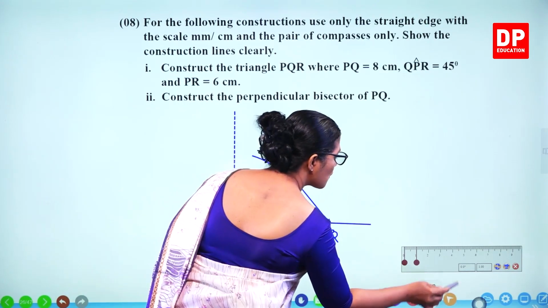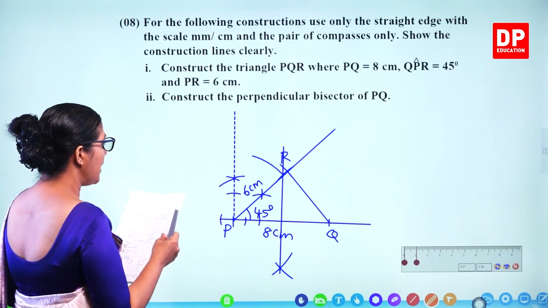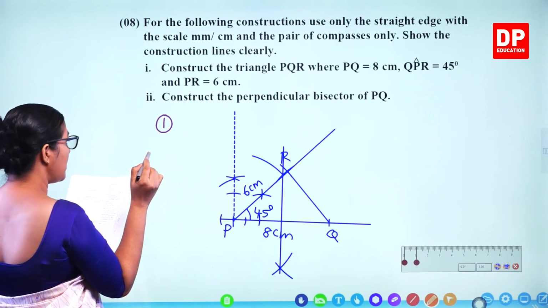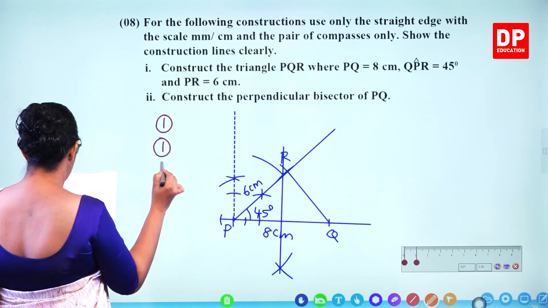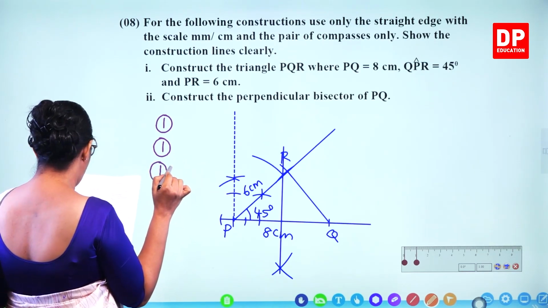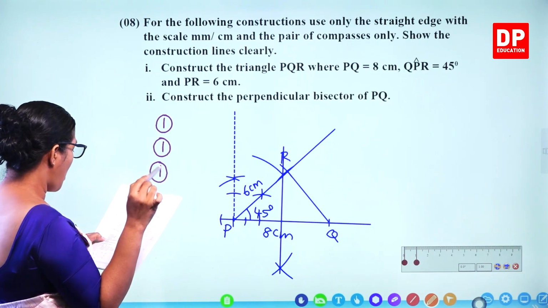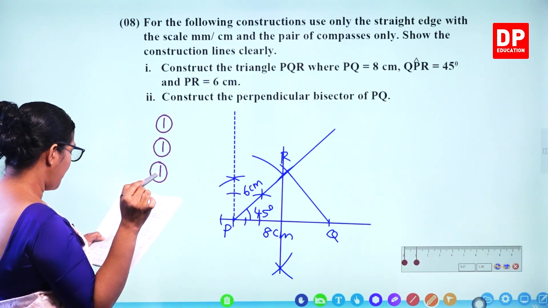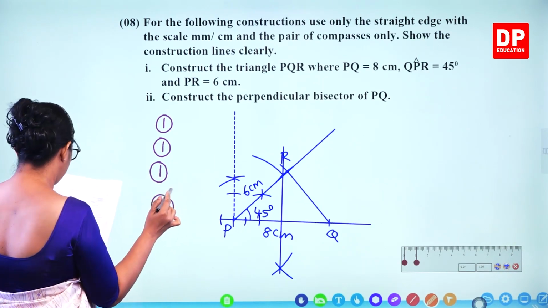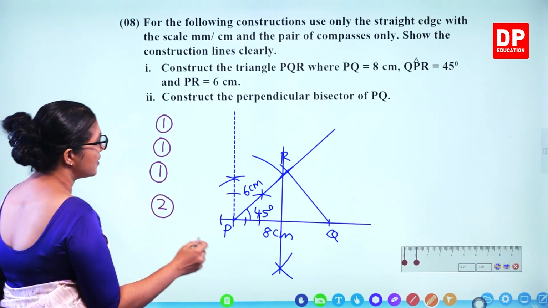So how many marks for these 2 steps? Drawing PQ line, 1 mark. Constructing QPR angle, 1 mark. Drawing PR line, that's 6 centimeter length, 1 mark. And completing the PQR triangle, that's 3 marks there. Constructing a perpendicular bisector, 2 marks. So 5 marks for that. So let's do the next part.